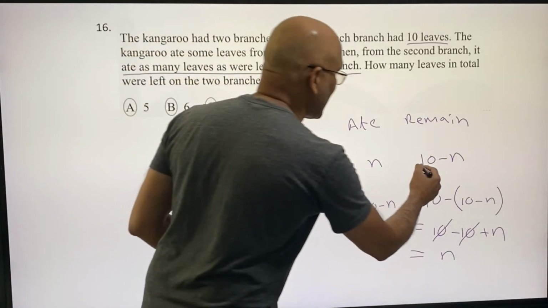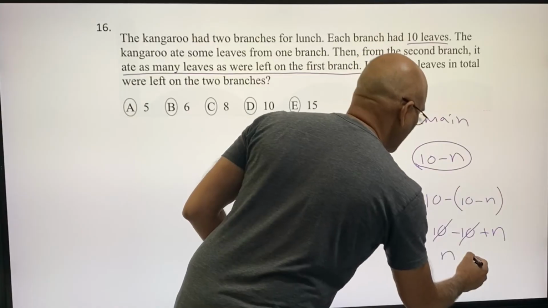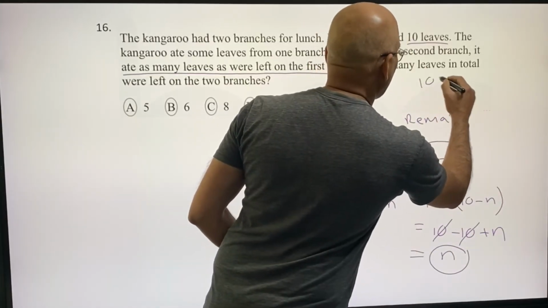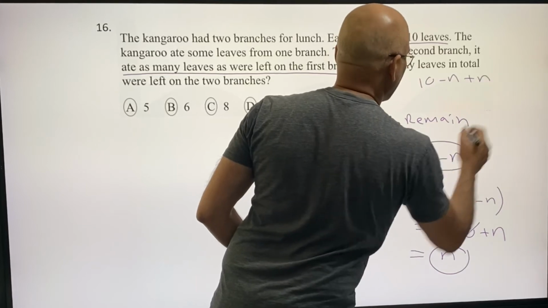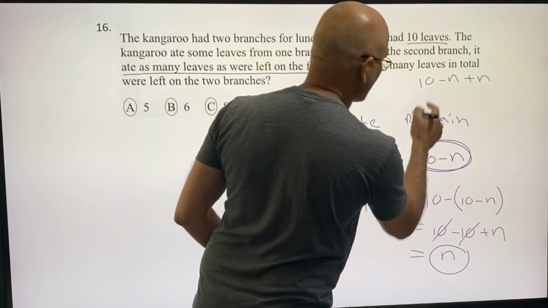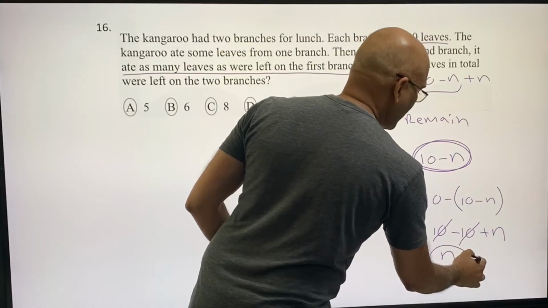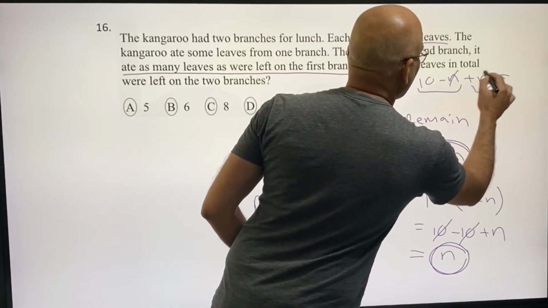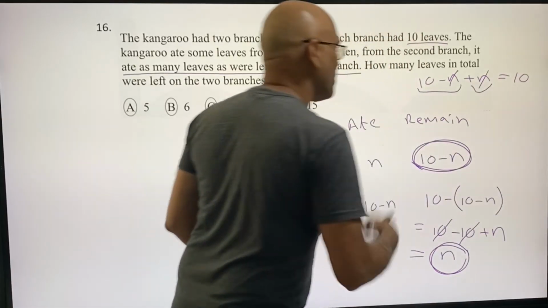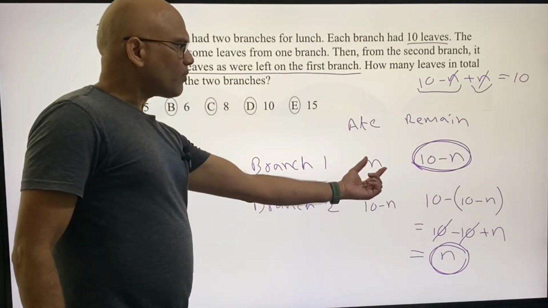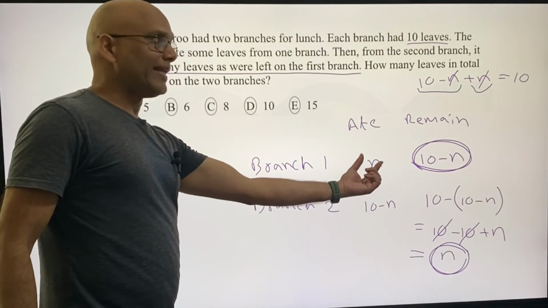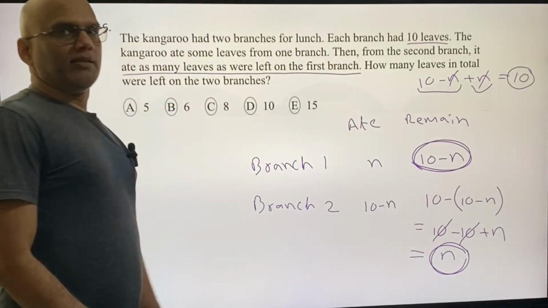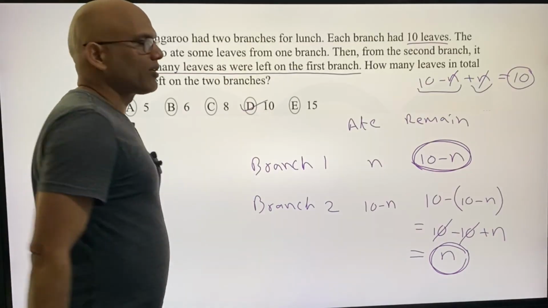Now, how many total are remaining? So that is this plus this, so 10 minus n plus n. The remaining from the first branch is 10 minus n. Remaining from the second branch is n, right? So together, again n cancels out. So as you can see, no matter what the value of n is, you will always end up with 10. So then D is again the correct choice.